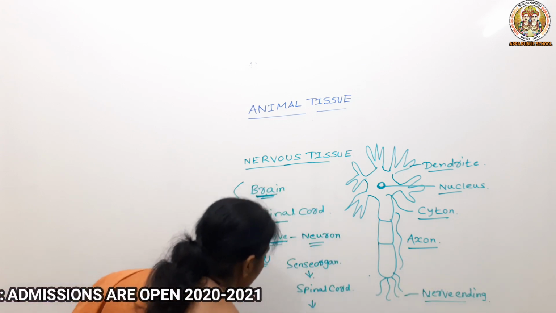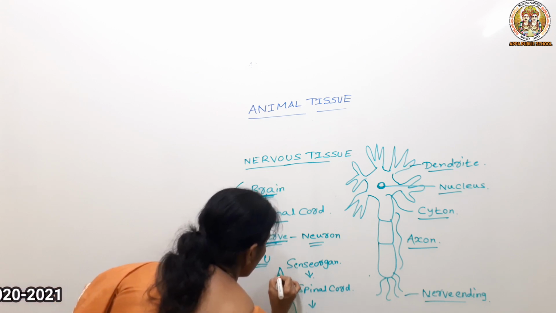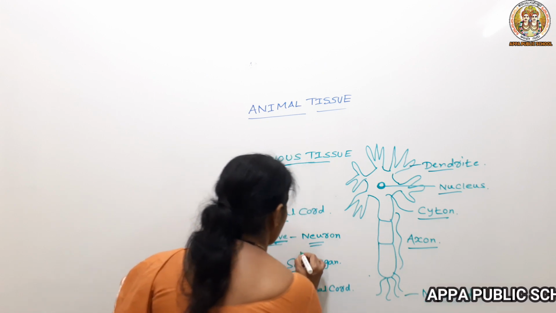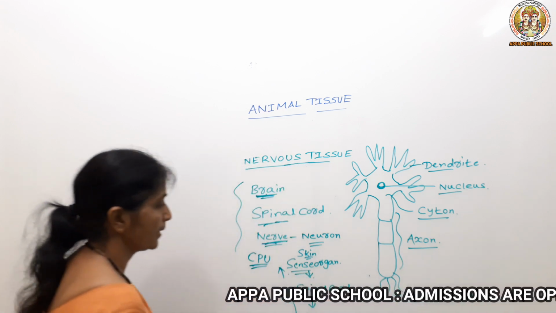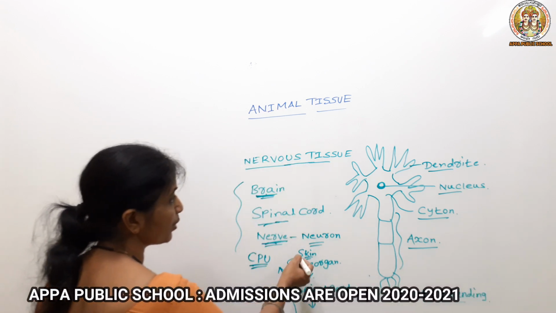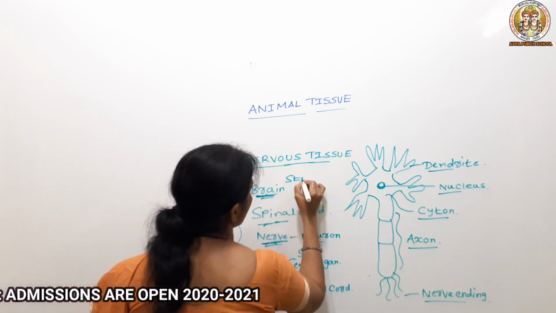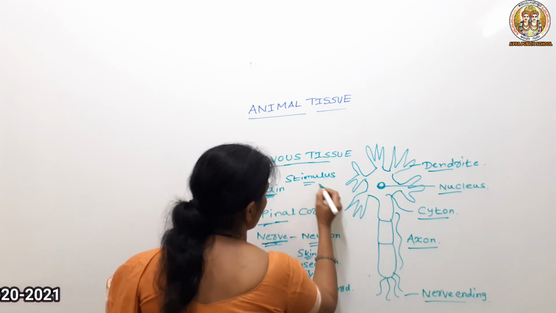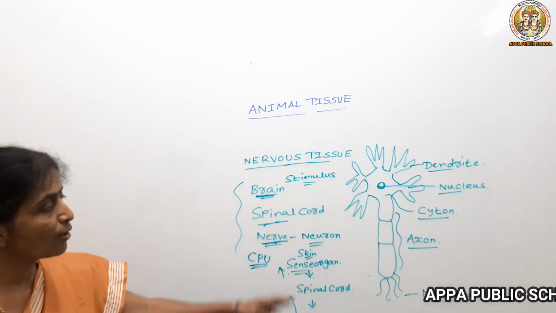Then immediately, in reverse, it will bring back the message. So here the sense organ, either the skin or any other sense organ, will give an immediate response for any stimulus. It may be any type of stimulus. The stimulus and response you can observe within a fraction of a second.